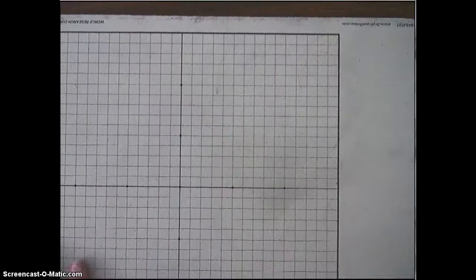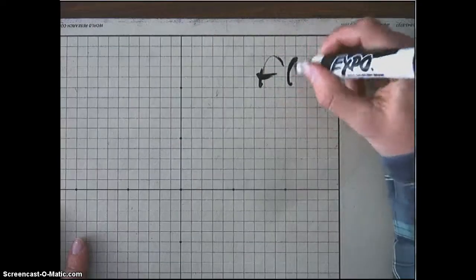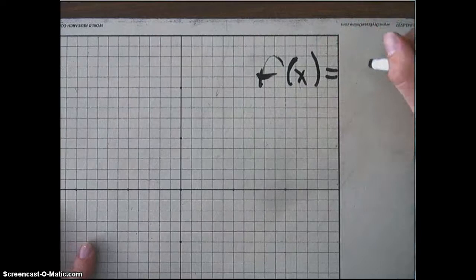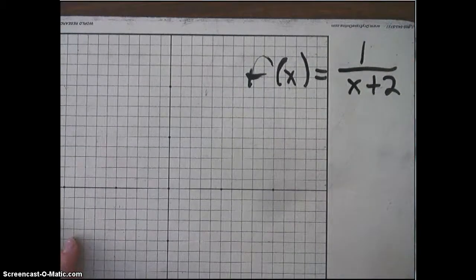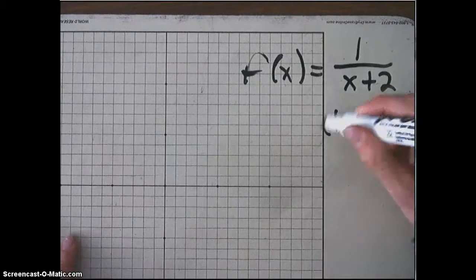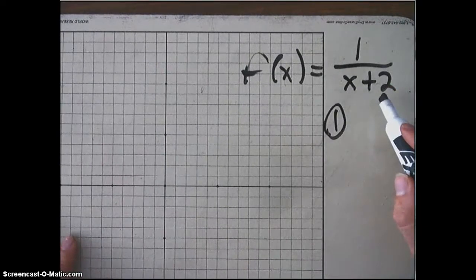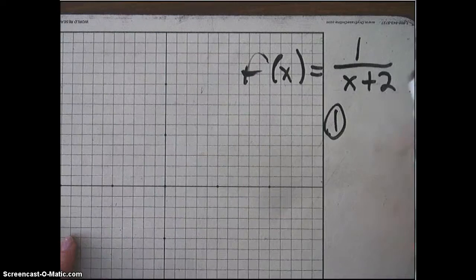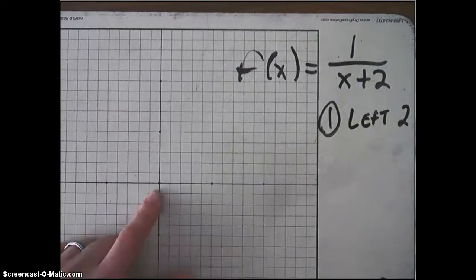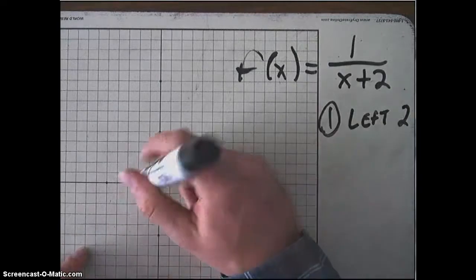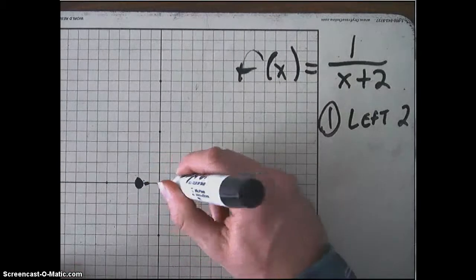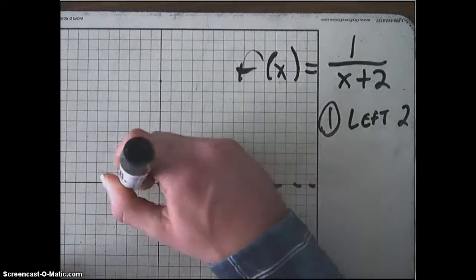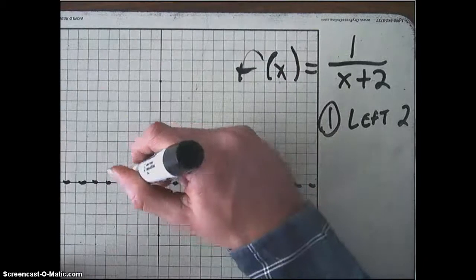Okay, last one. F of x equals 1 over x plus 2. And this time I only see one transformation. That's this one. It's that plus 2, which means I go left 2 units. So I'm going to start from 0, 0, and go 1, 2, left. That's where my new starting point is. I'm going to put in my horizontal asymptote and my vertical asymptote.